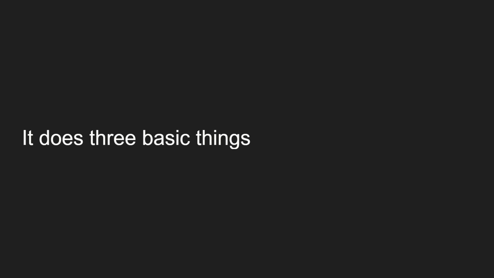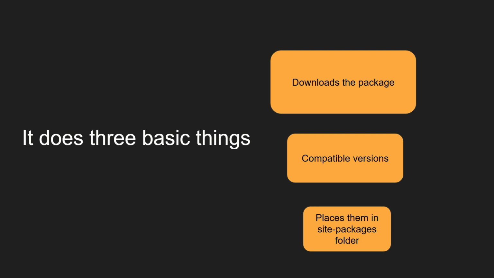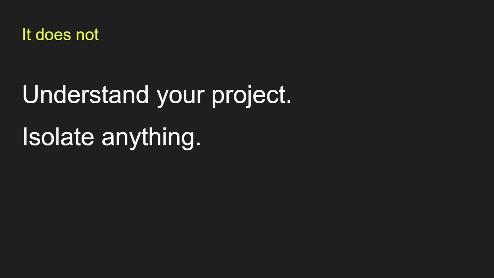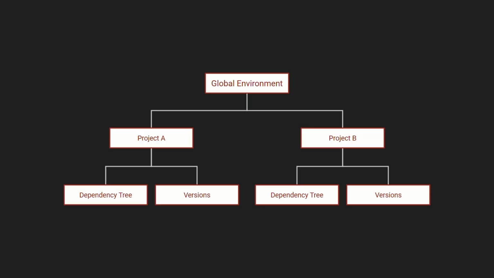Pip is actually very simple. It does three basic things. It downloads the package, it installs compatible versions, and it places everything into the site-packages folder of your Python. That is it. It does not understand your project, it does not isolate anything, and it does not manage environments. It simply works inside whatever environment you give it. So if you are using the global environment, everything gets installed in one shared place. And this is exactly where problems begin.